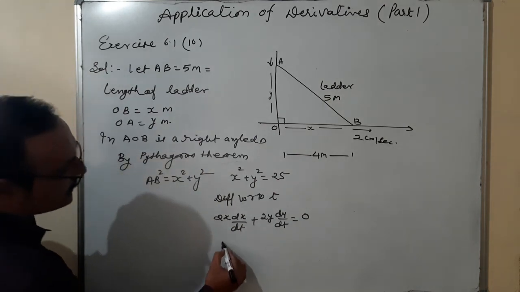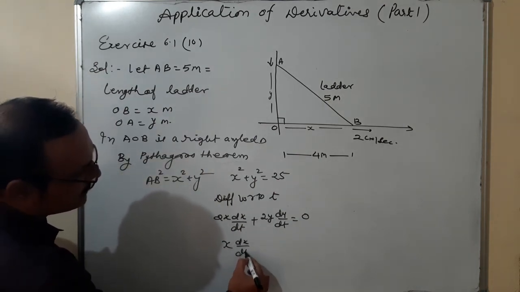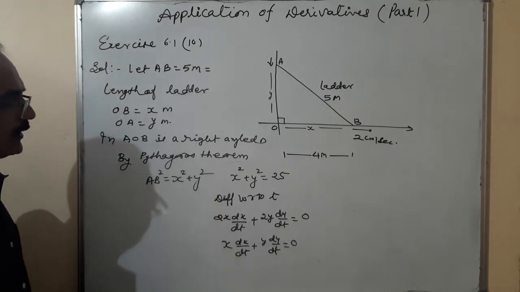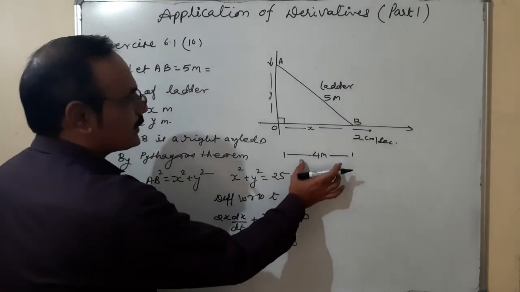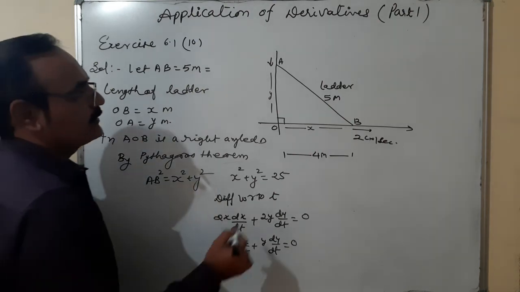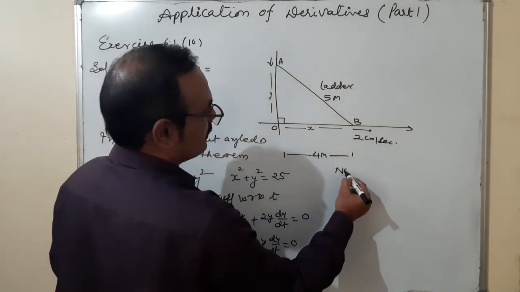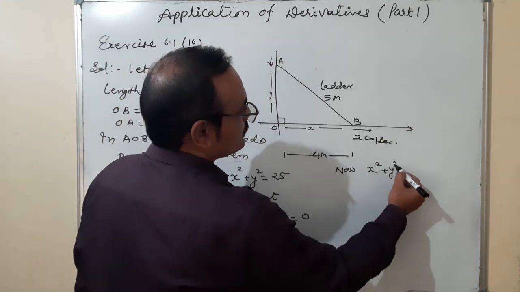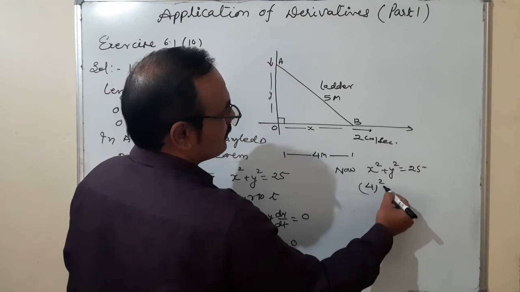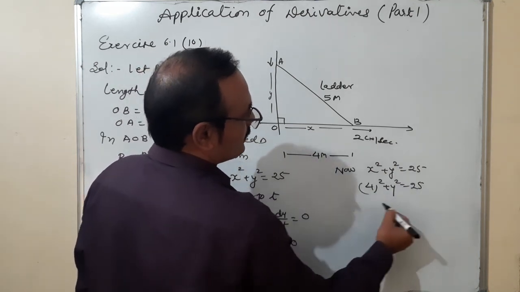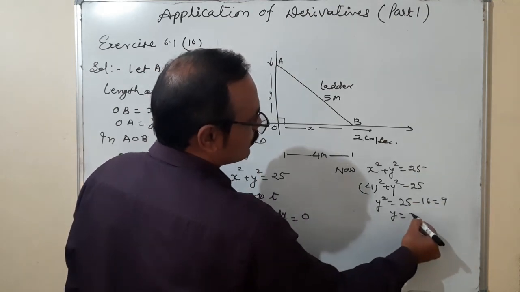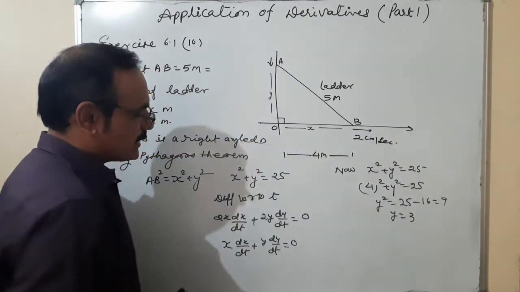I'll take 2 common, so x dx by dt plus y dy by dt is equal to 0. Here x is equal to 4. If I put the value in x square plus y square is equal to 25, then 4 square plus y square is equal to 25. Therefore y square is equal to 25 minus 16, that is 9. So y is equal to plus 3 only, not minus 3. So y is equal to 3.